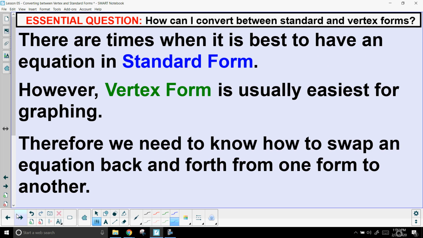Also, it's easy to graph vertex form. We've been practicing with vertex form, way easier. You'll find that standard form is a little difficult, still doable, but a little more difficult. But when you have vertex form, it's real easy.